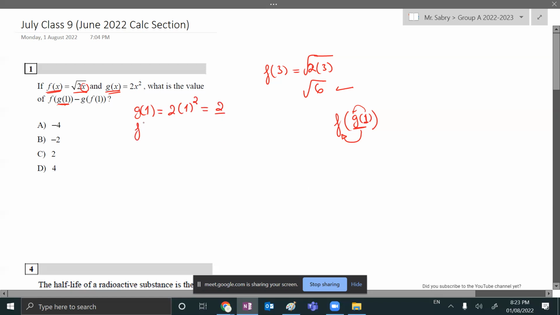That means I now need f of 2, actually. How do I get it? I go to the function f, write it as it is, remove its x and put 2. That would give me root 4, which is 2. So this is the answer of f of g of 1, 2.